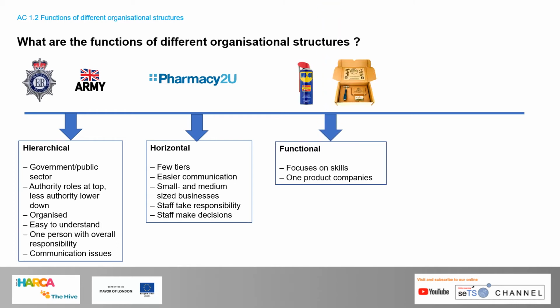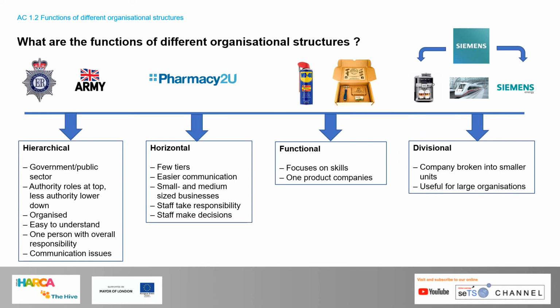Functional focuses on skills, ideal for one product companies. And divisional, where the company is broken into smaller units, which is useful for large organisations, and a good example there is Siemens. Siemens have Siemens Energy, Siemens Trains, and they even make products such as coffee machines.